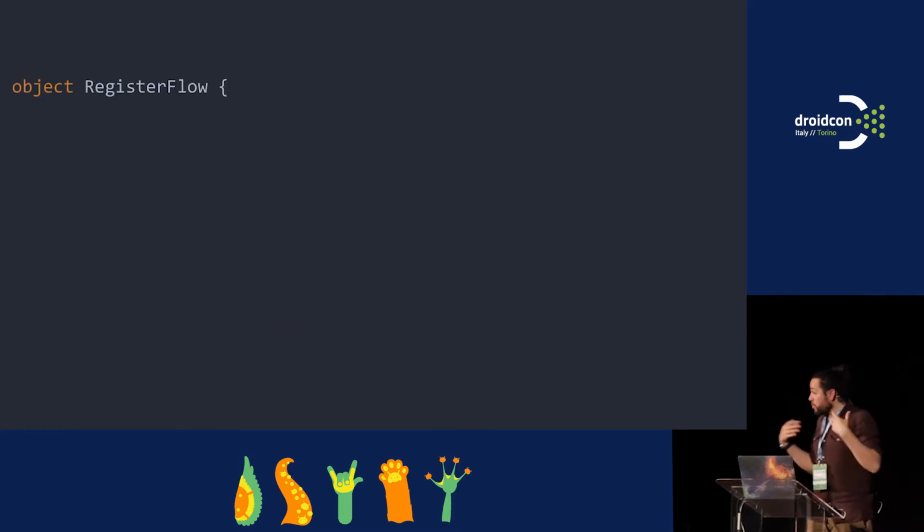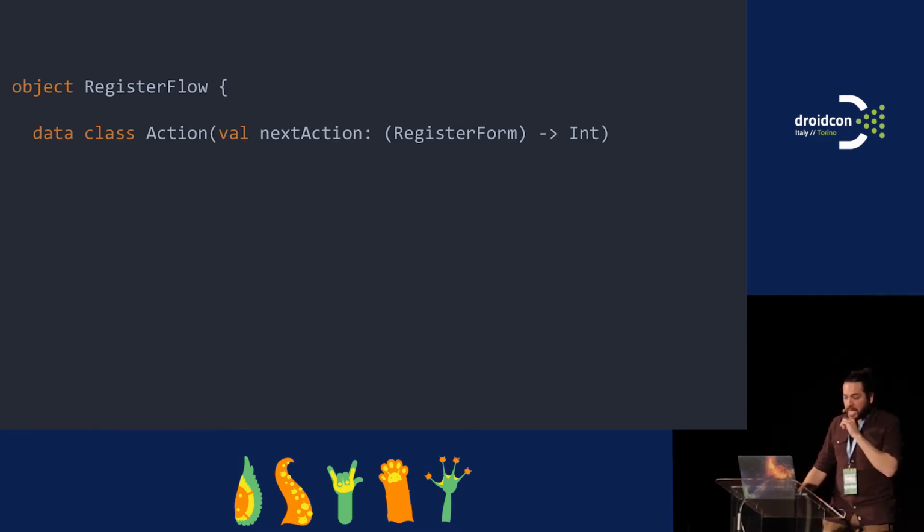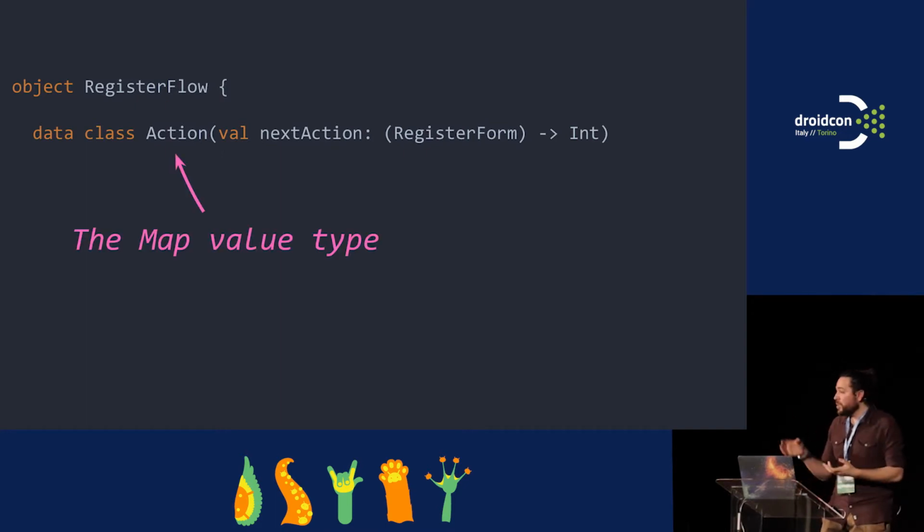Just now to show you real code and how it's implemented, you will see it's pretty simple. We have an object. You can do it any way you want. We decided to use an object, which is called, in this case, register flow. Then this register flow defines a data class inside that will define an action. So that will be the map value type, the return type.